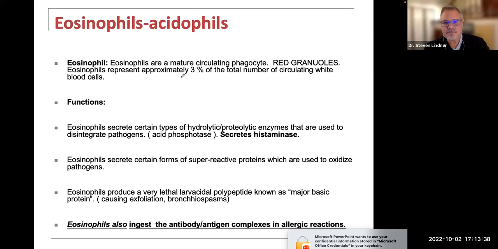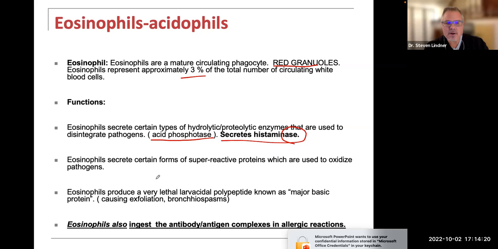Eosinophil makes up 3%. Remember 60, 30, 6, 3, 1. They have those larger red granules, and eosinophils also are going to degranulate, releasing these hydrolytic, proteolytic enzymes used to break down pathogens. The eosinophils will also release acid phosphatase, not alkaline phosphatase, but acid phosphatase. And they also secrete histamine ACE. That's the enzyme that helps break down histamine.